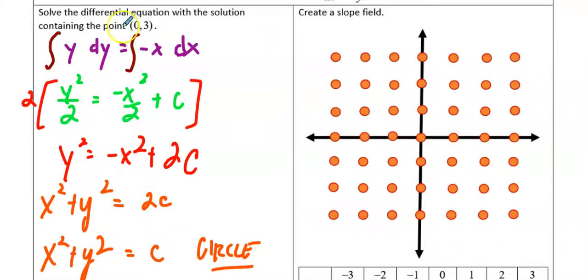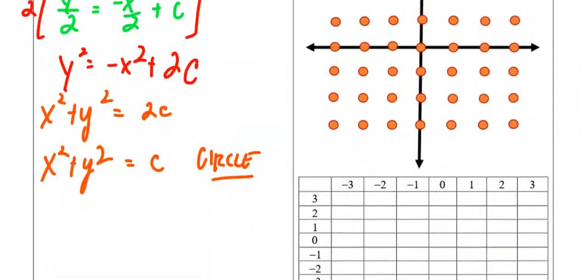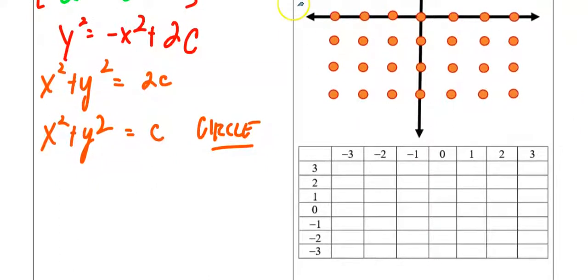We're going to come back to this point 0.03 here in a second, but what we want to do now is create a slope field based on this differential equation. We have our little chart down here at the bottom. I'm going to write down that dy over dx is equal to negative x over y. What we're going to do here is look at the sign of our slope as we plug in.